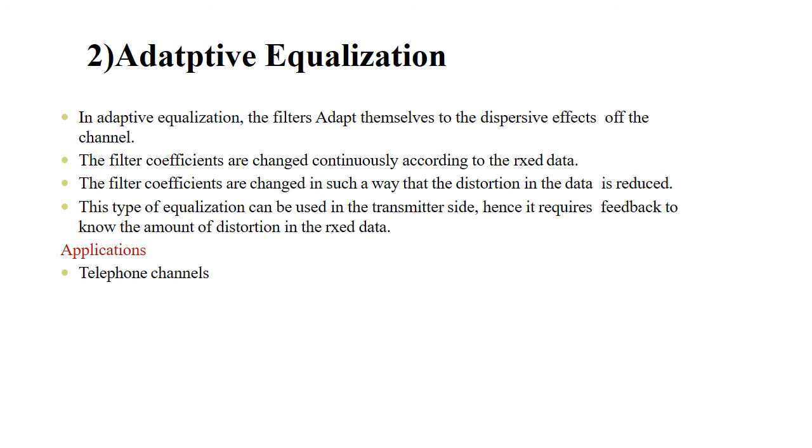So here we have used the switched telephone network. The distortion induced depends upon the transmission characteristics of the individual links and the number of links in the connection. So the transmission characteristics of the channel will keep on changing. That type of equalization is known as adaptive equalization. This type of equalization will be used in the applications of telephone channels.